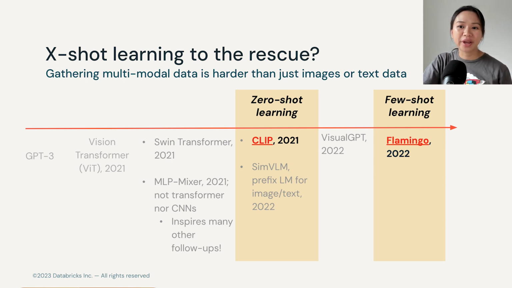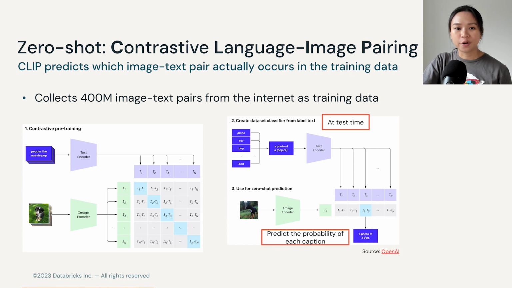So in this section, we'll look at one example of zero-shot learning, which is CLIP, and then look at one of the most exciting multimodal few-shot learning models called Flamingo, released in late 2022. CLIP stands for Contrastive Language-Image Pairing. The core idea of CLIP is that it learns visual representations from a massive corpus of natural language data. CLIP trains an image encoder and a text encoder with a simple contrastive loss, which is, given a collection of images and text, predict which text-image pair actually occurs in the training data.